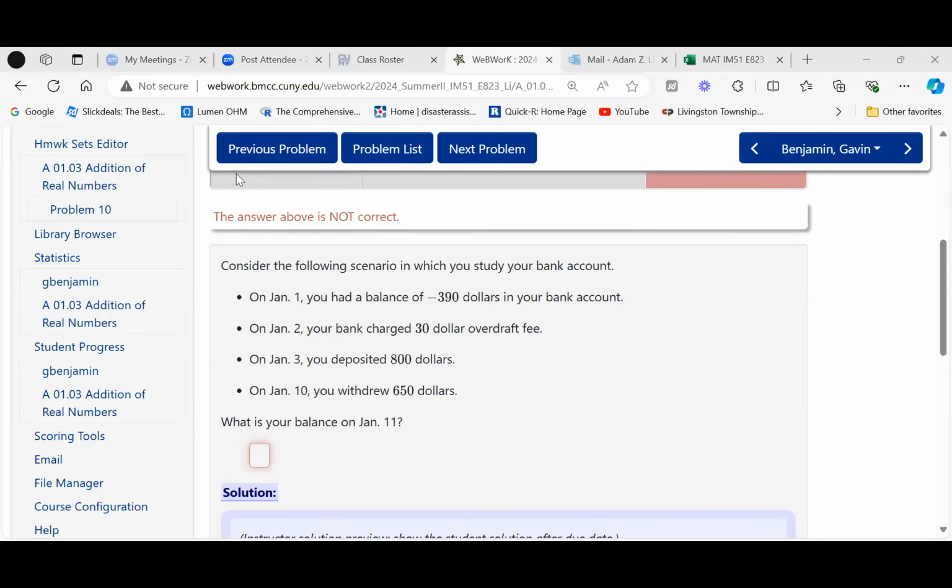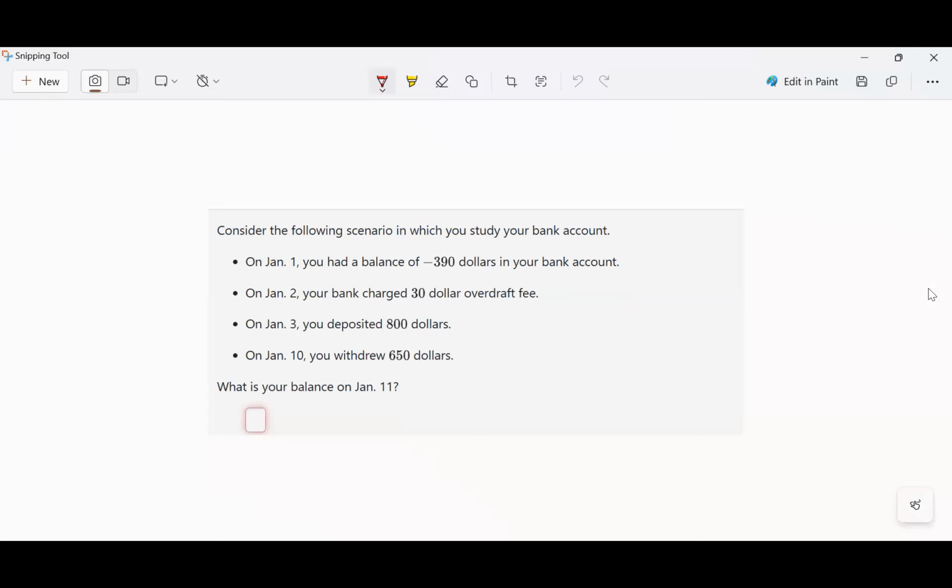Sure. So you guys all understand this problem. First of all, they start with minus 390, right? Then they charge a $30 overdraft fee, meaning you subtract $30 again. Then after that, they deposit $800, so add 800 to your account. And then after that, you withdraw $650. So now you're going to combine those two negative numbers first. Keep the negative sign, adding 390 and 30, you get 420.